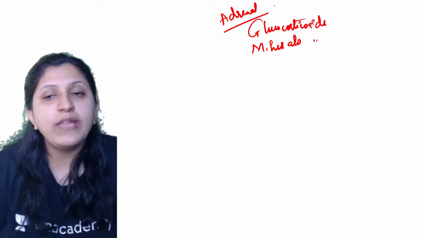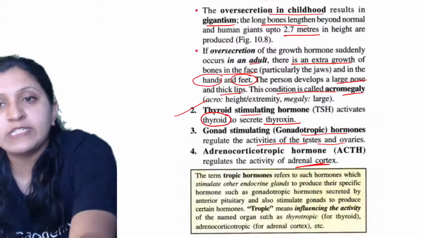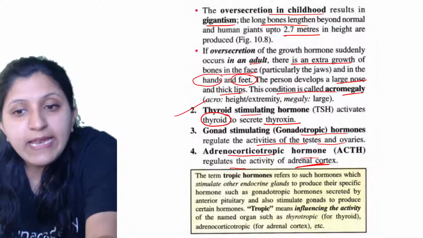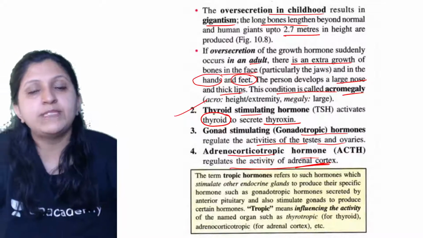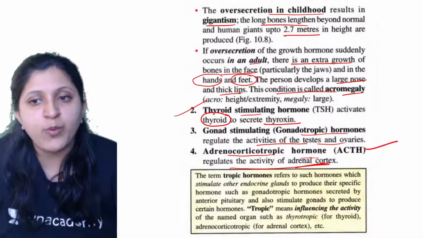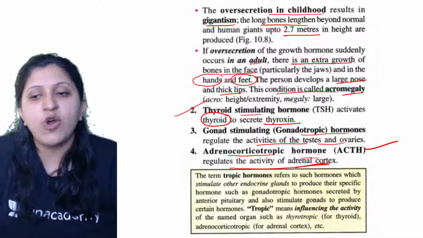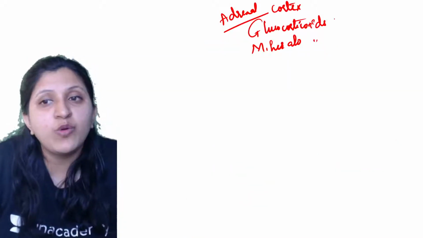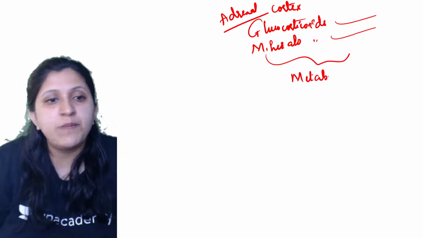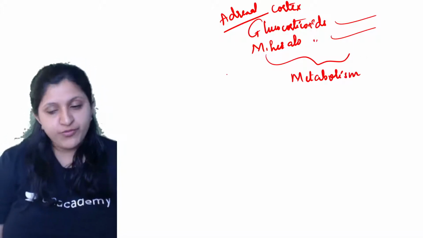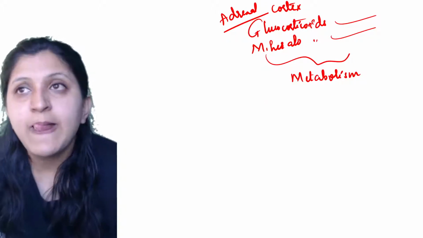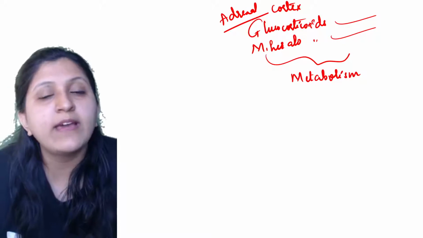Now, when the adrenal cortex is stimulated, adrenocorticotropic hormone regulates the activity of the adrenal cortex. Basically, this ACTH hormone will act on the adrenal cortex to release glucocorticoid and mineralocorticoid. This is there for the metabolism process: metabolism of minerals, then of carbohydrates, proteins and lipids. All that can occur because of this.